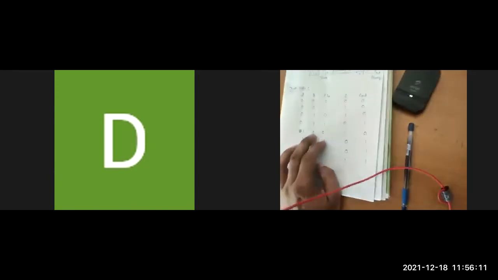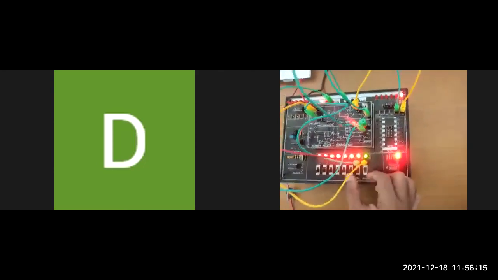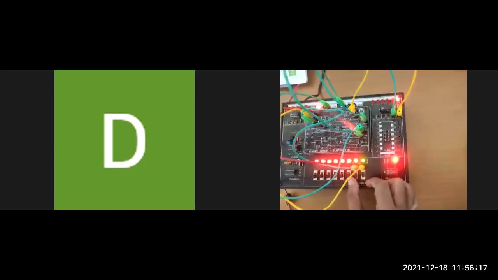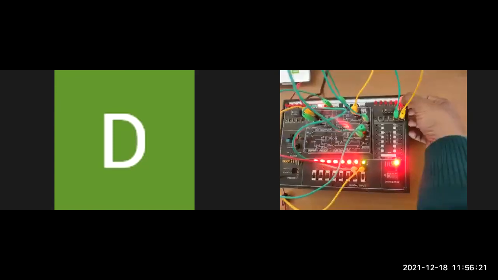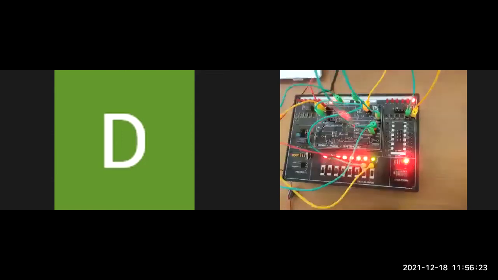Next one is 1 0 0. Here you can see this is 1 and the rest of the 2 input variables are 0 0. In that sense, the sum is 1, and that's why the LED is blinking. And the next input combination is 1 0 1.